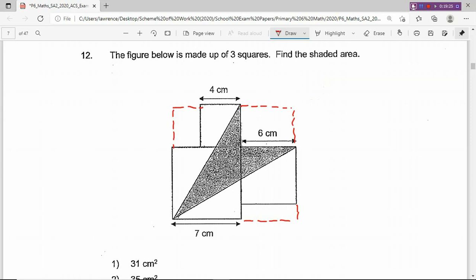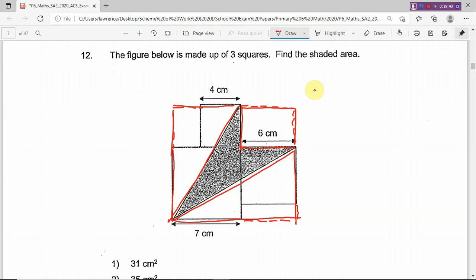For example, you created a big rectangle. Then you will see something like this. You will see a triangle here that you don't want. You will see a rectangle here that is also what you don't want. And then you see a triangle, which is also what you don't want. And you minus them away. You cut them away, you get the shaded part.